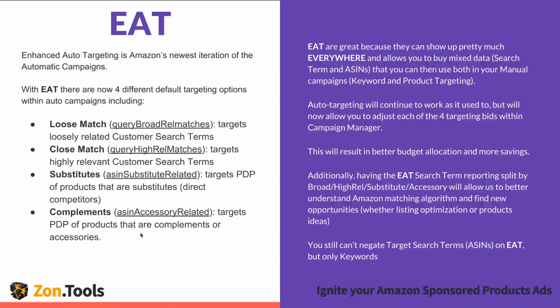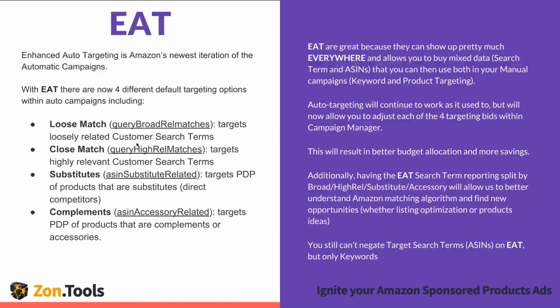Like I say, auto target will continue to work the way it used to, but rather than having one keyword, having 4 different targets will allow you much better budget allocation and much more savings. Basically, it will allow you to zero in on your wasted cost, edit the bid on whatever has a higher ACOS, and move the budget you're not spending there to one of the targets that have a better, lower ACOS in order to increase volumes.